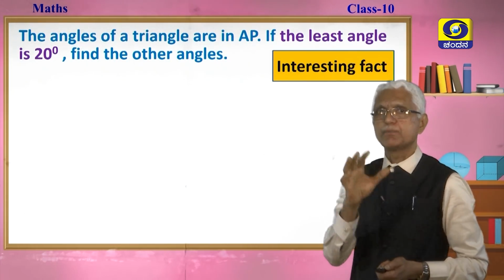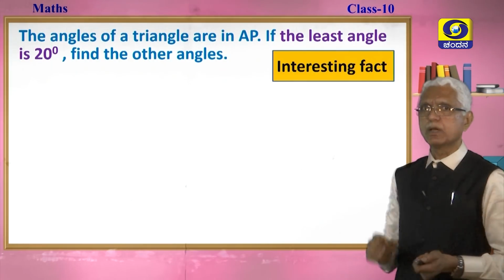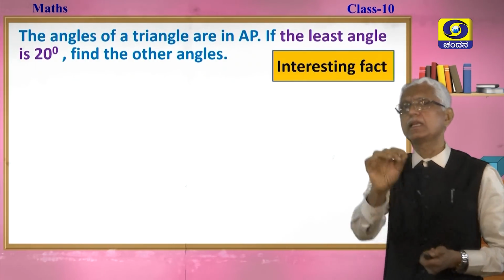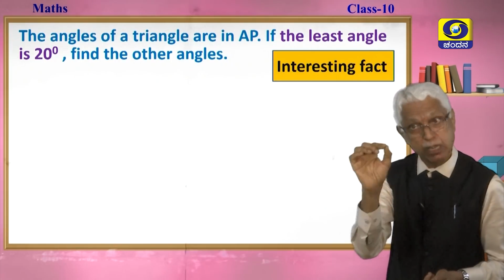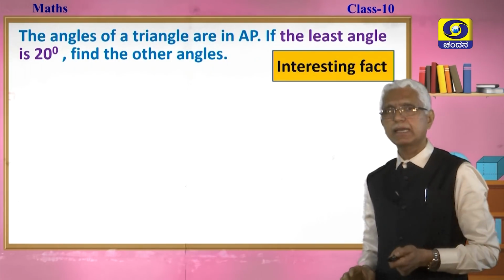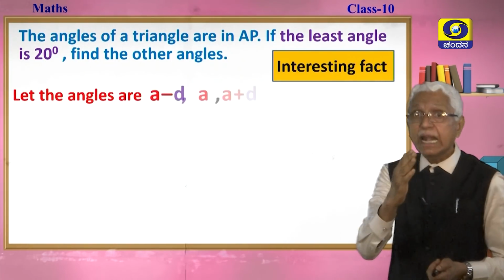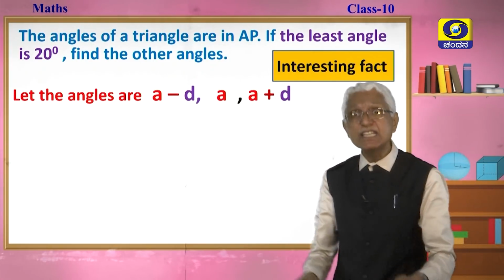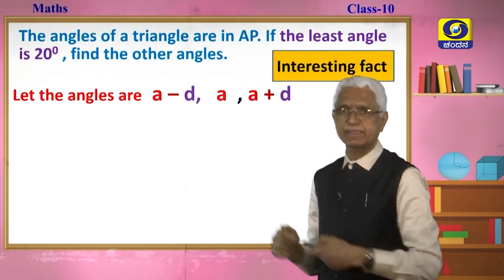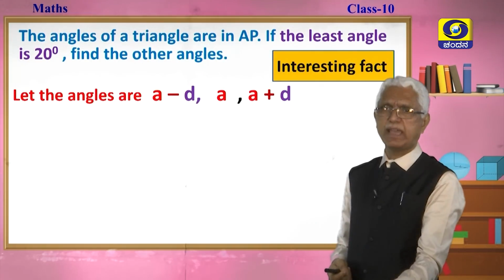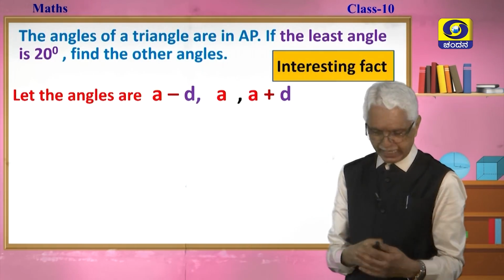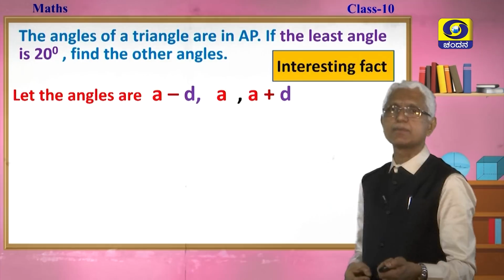Now, please observe. Same problem, just observe. The angles of a triangle are in AP. The least angle is 20 degrees. Find the other angles. Same problem, please note. Okay? Let the 3 angles be a minus d, a, a plus d. Now, I am taking it this way. Correct? Okay. Let us see what happens, whether we get the same solution.